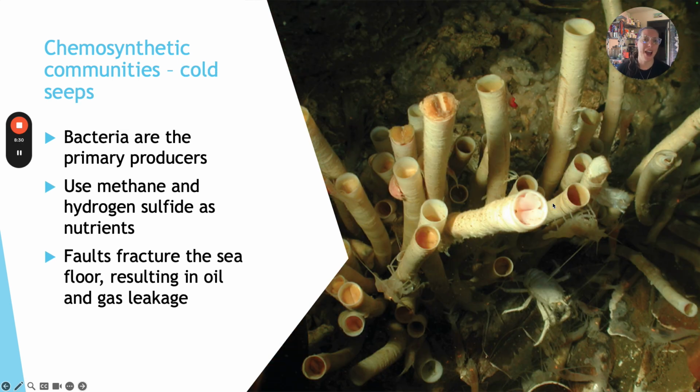So we also have cold seeps. In this case, bacteria are actually the primary producers, and they use the methane and hydrogen sulfide as nutrients. Basically, faults on the ocean floor fracture the sea floor, which results in oil and gas leakage into the water. We classify that as a cold seep. Here you can also find a huge variety of animals, large biodiversity, still these little worm things, a big old crab down here, maybe even an isopod, though it looks crabby to me. You can also see some of the bacteria in the muck and the murk and the mud.